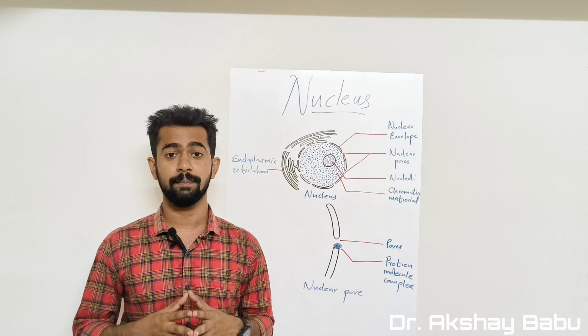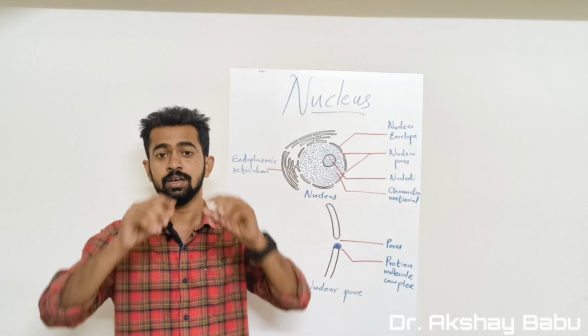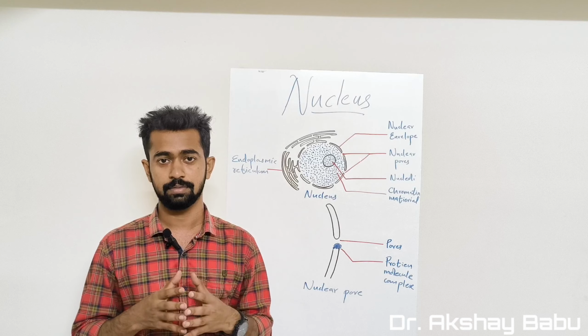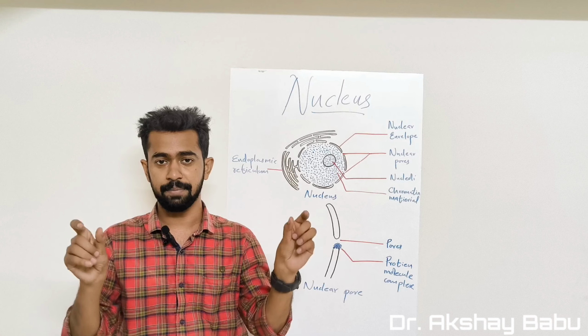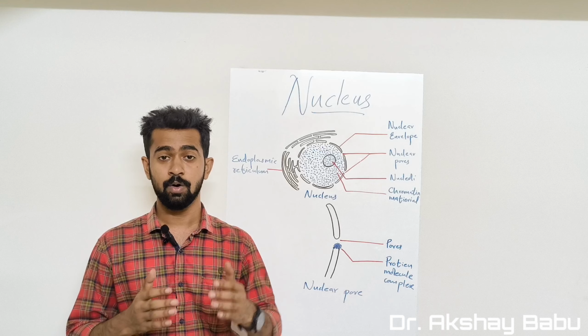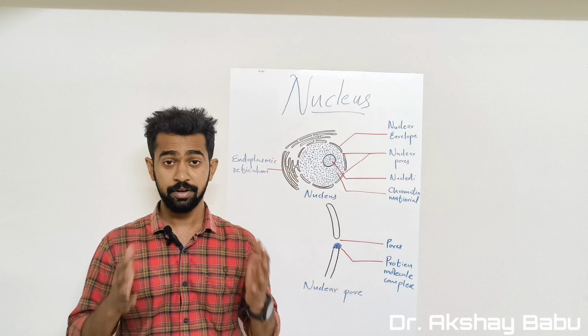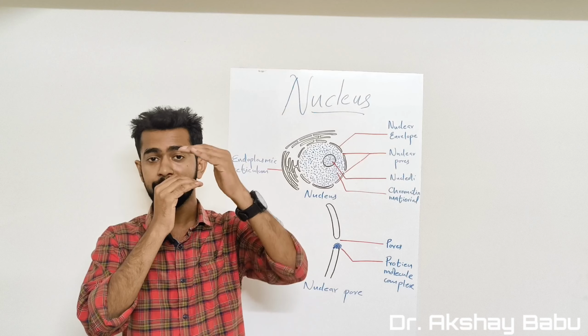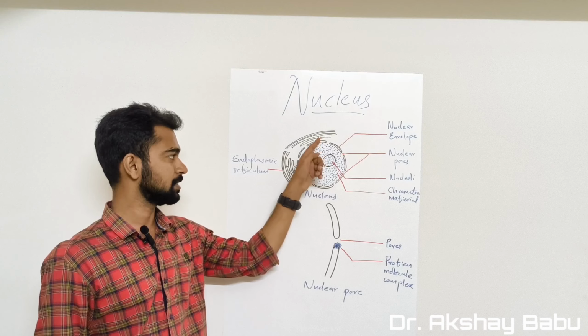Next, coming to nuclear membrane. This nuclear membrane is also known as nuclear envelope. This nuclear membrane is a two bilayer membrane, and here one lies above the other. And here the outer nuclear membrane is continuous with the endoplasmic reticulum of the cell.